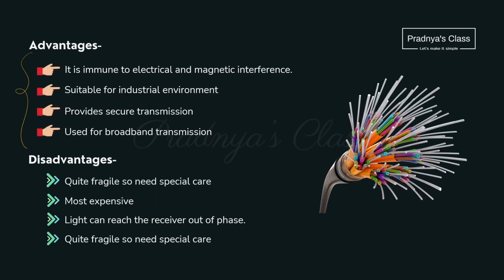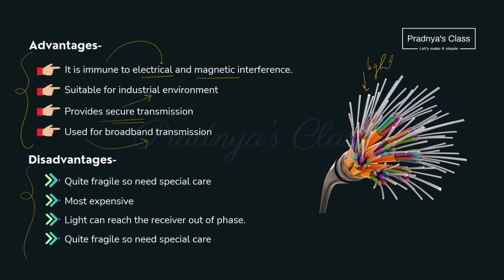Let's keep in mind some of the advantages. It is immune to electrical and magnetic interference, as information is passing in the form of light. It provides secure transmission, that's why it is suitable for industrial environment. We can use it for broadband transmission too.